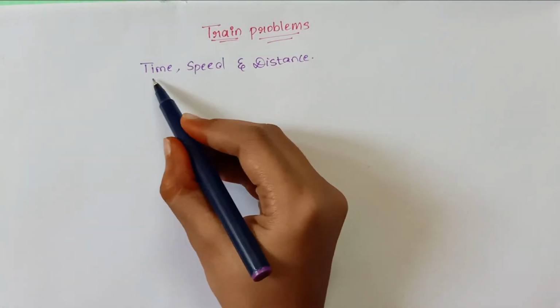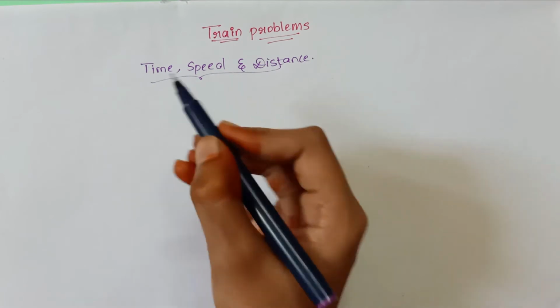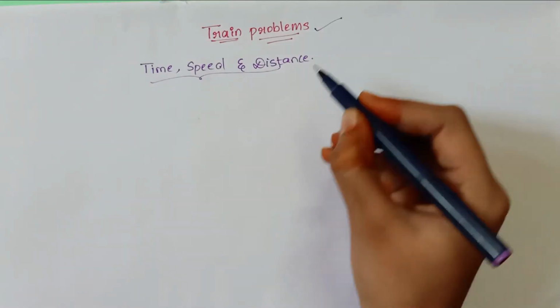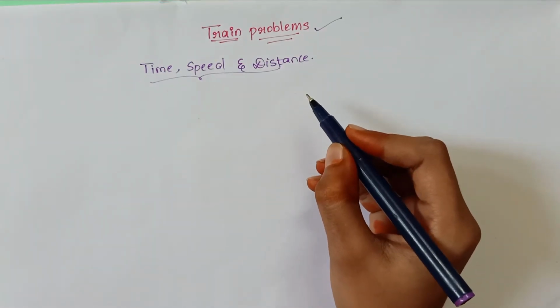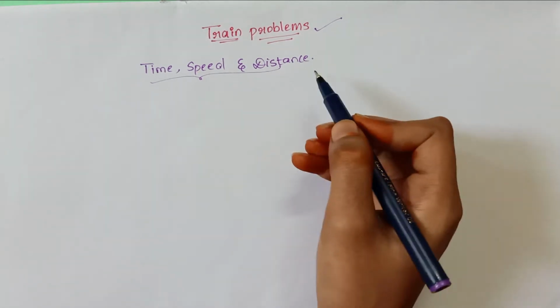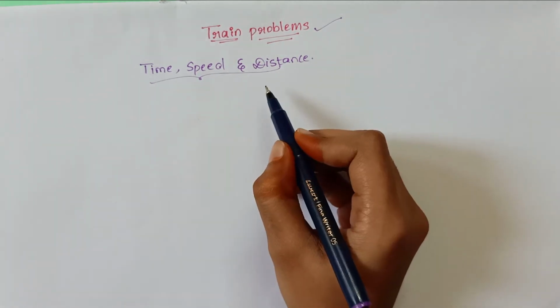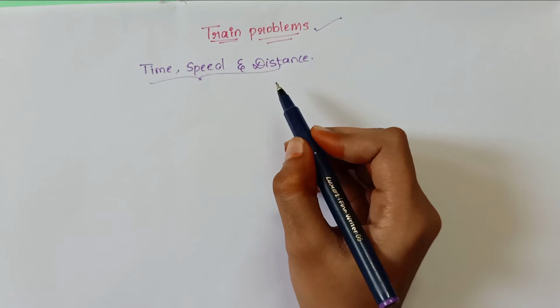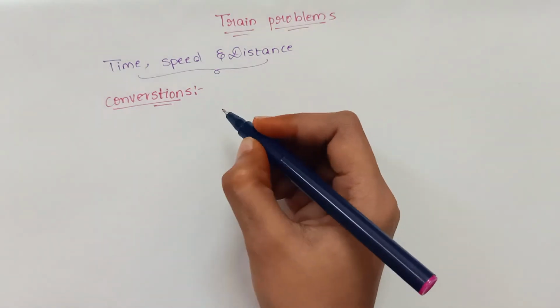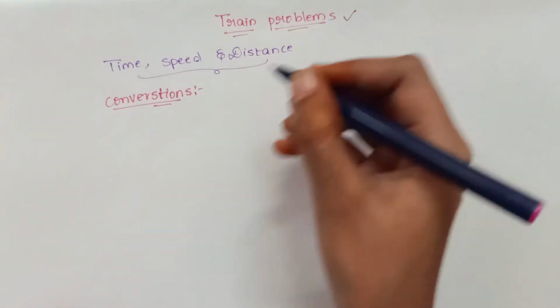If you learn the time, speed and distance formula, it is enough to solve the train problems. In my previous video I explained about time, speed and distance. I gave that link below, so please check it out. Let's get started. Conversions is a very important topic in train problems.